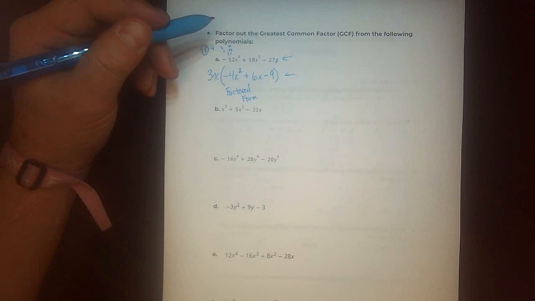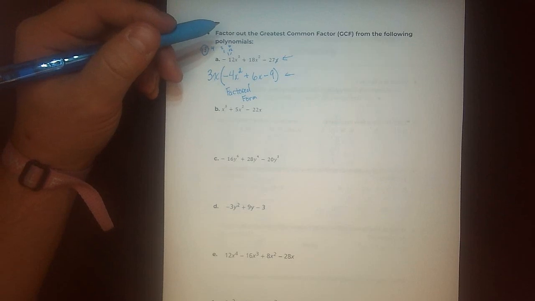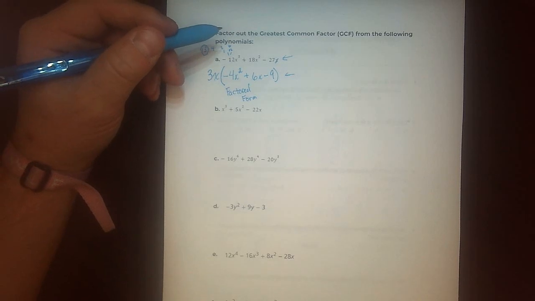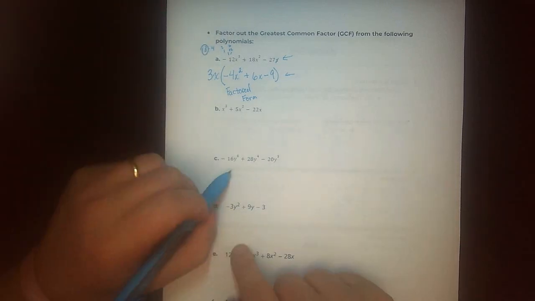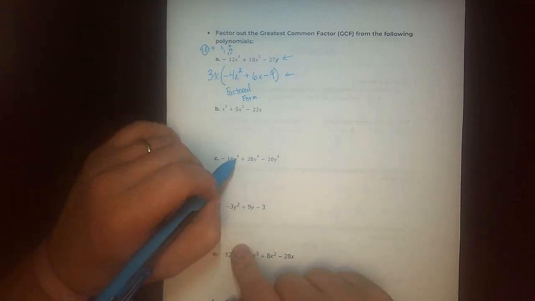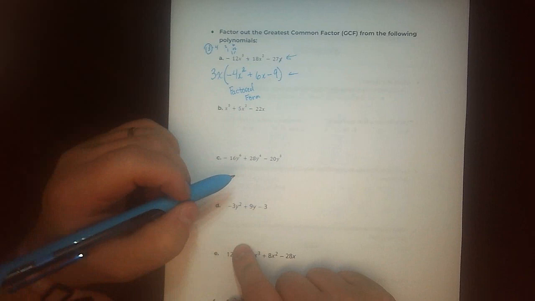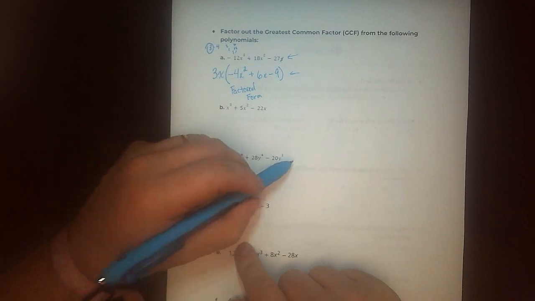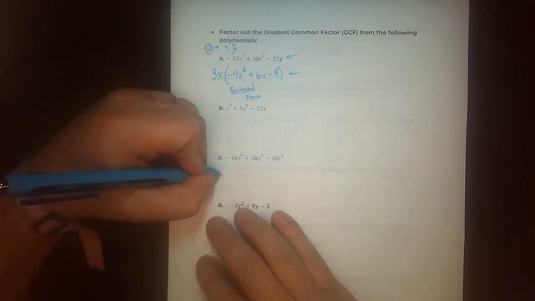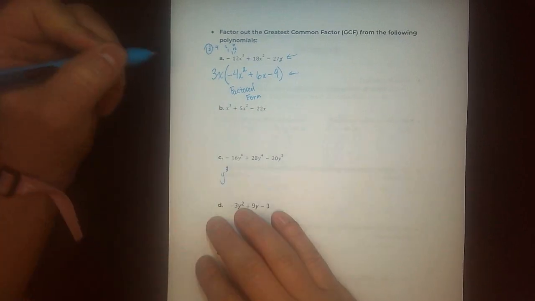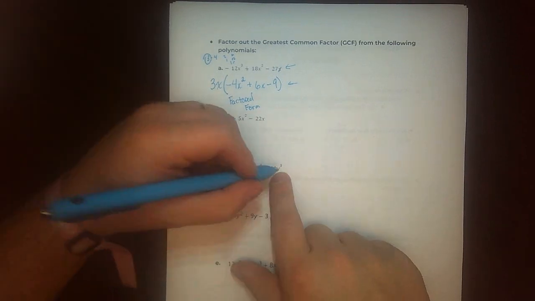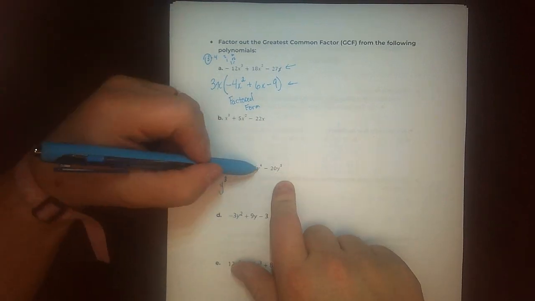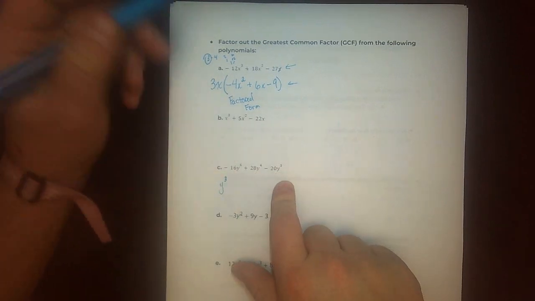All right, let's do one more, and we're gonna do letter C. So first thing, let's just look at the variables. Do they all share the same variable? Yeah, y to the 6th, y to the 4th, and y to the 3rd. Well, the lowest y exponent is 3, so that means we can factor out a y to the 3rd power. Okay, because if you factor out a y to the 3rd power, it'll go away here. 3 is less than 4 here, and 3 is less than 6 here, so that's good.